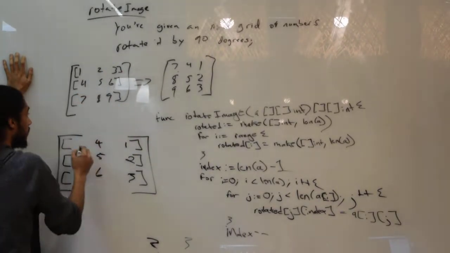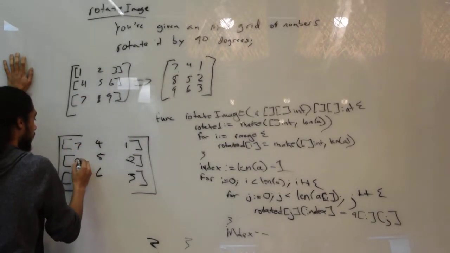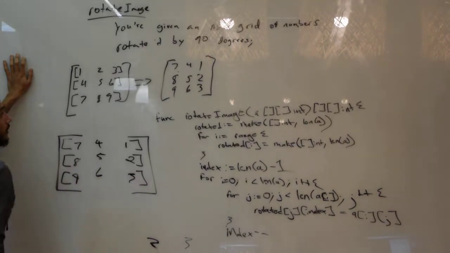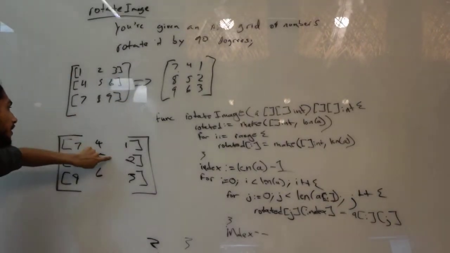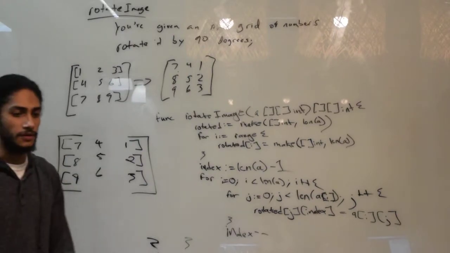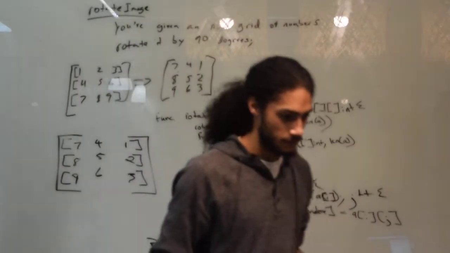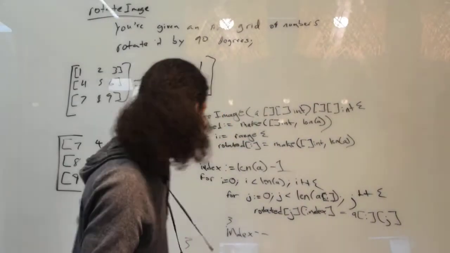And then the same thing again. Here it's going to say 7, 8, and then 9. And that's how you'll end up getting the transpose array. It works. Good.